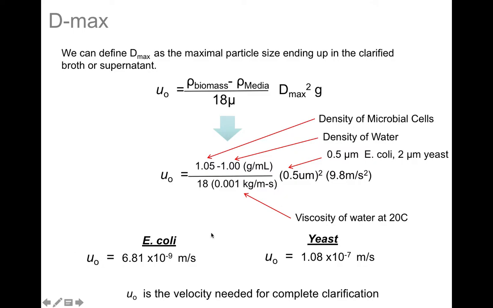So in the case of E. coli, when we have the E. coli size, we have 6.8 times 10 to the negative 9th meters per second, and in yeast it's 1.1 basically times 10 to the negative 7th meters per second. So these would be the needed u0 required for complete broth clarification. You could do the same analysis with any other type of cell.